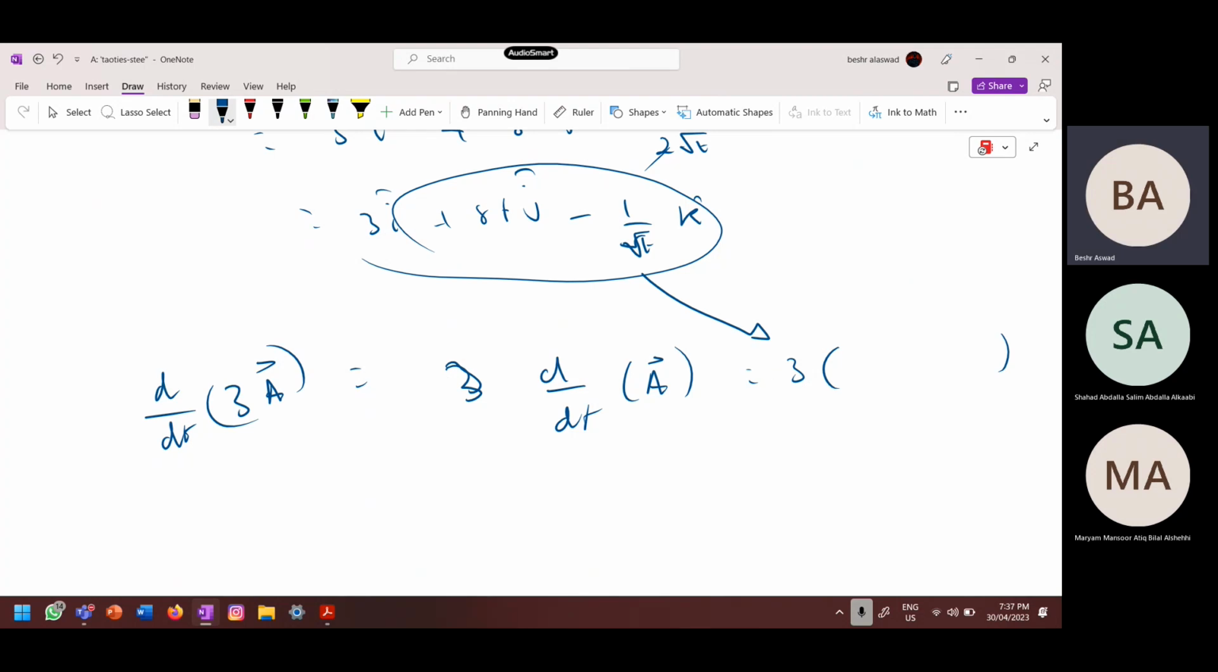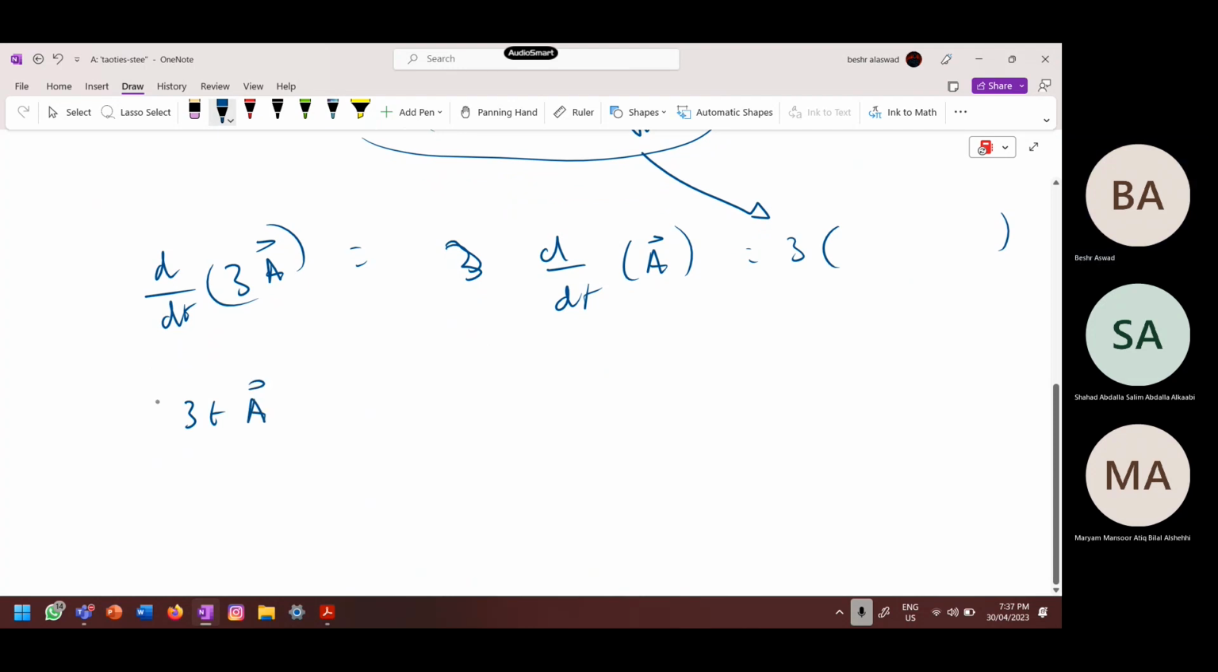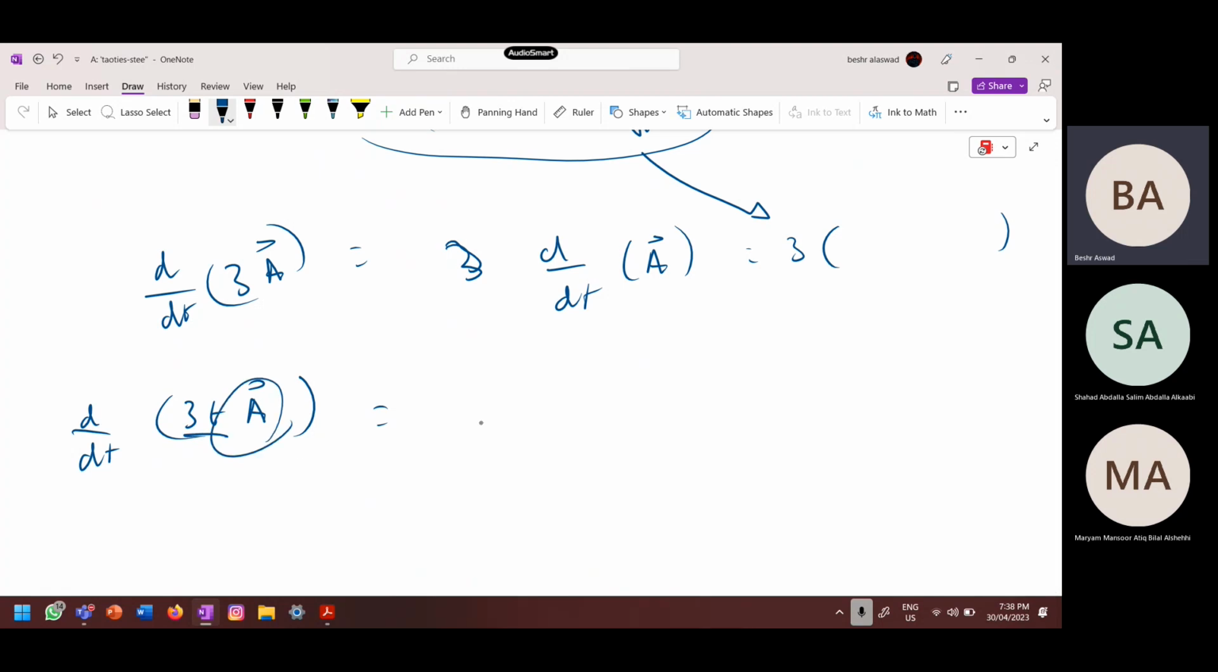This means that 3 is independent and does not have any effect on the derivative. But let's say that you have 3t times a vector and you're required to find d/dt for this equation. You have a function multiplied with your vector, and how do you do that? Now you can use the chain rule, which you studied before in maybe 3 courses, including this one, and which can be performed as follows: d/dt of 3t.